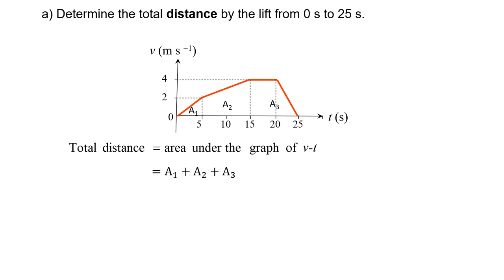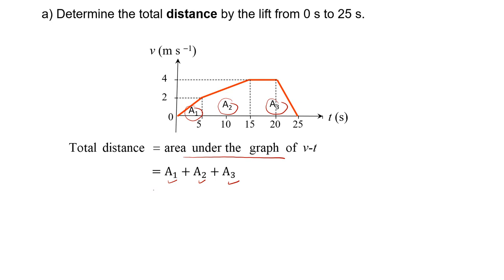Now, question number A, determine the total distance traveled by the leaf from 0 seconds to 25 seconds. From this graph, total distance equals the area under the graph. We have three areas under the graph: area A1, area A2, and area A3. Total is the three areas, A1 plus A2 plus A3.